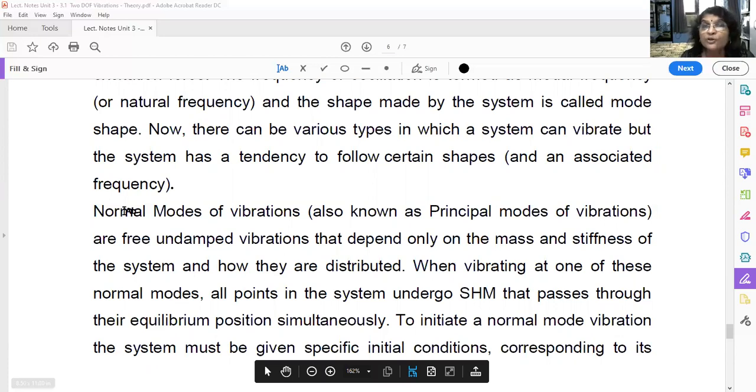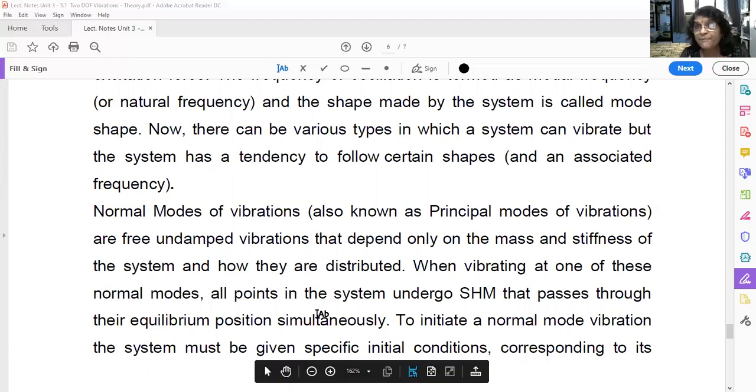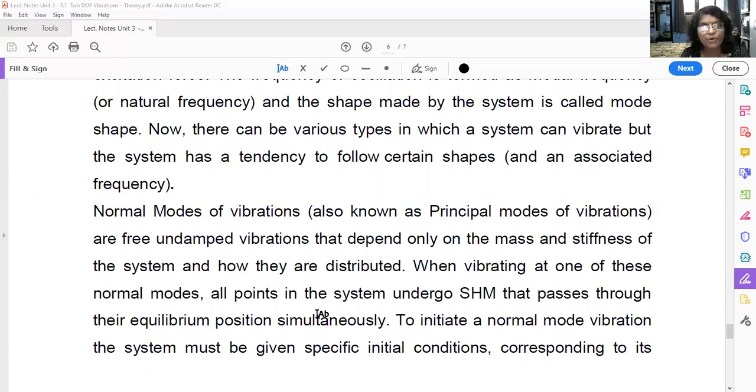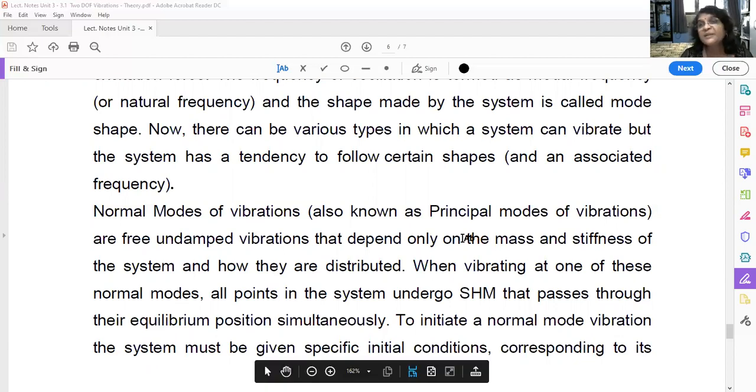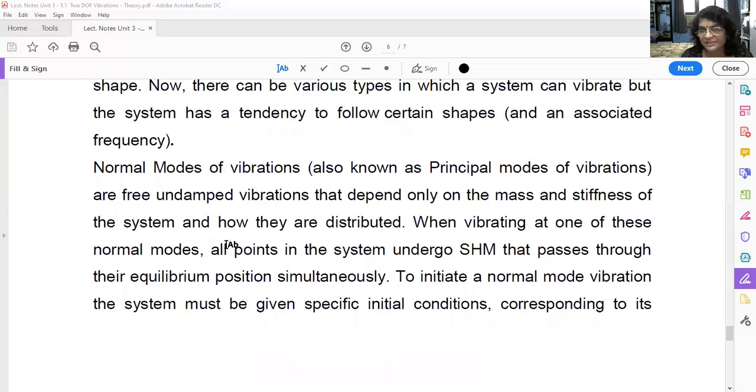Okay, so normal modes of vibration, or they are also known as the principal modes of vibration. Principal means, the spelling is PRINCIPAL, not PRINCIPLE. Principal means main, chief, the main thing. Okay. So these principal modes of vibration are free undamped vibrations that depend only on the mass and stiffness of the system and how they are distributed. That means how the system is vibrating, in what fashion.